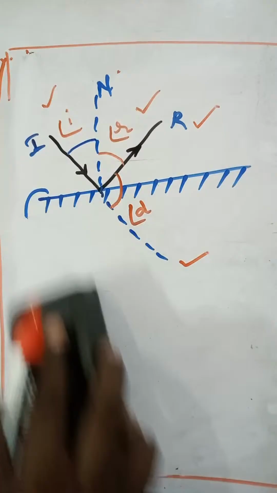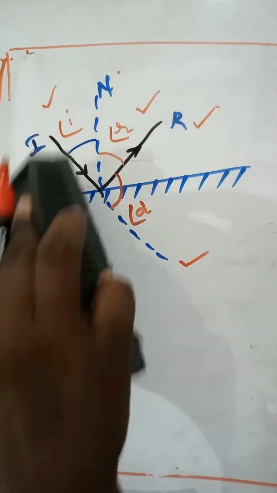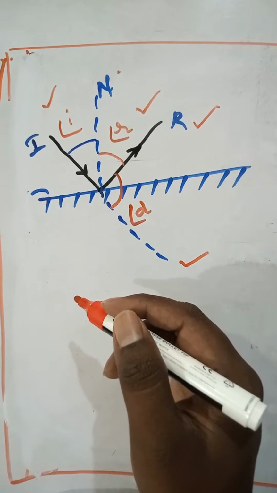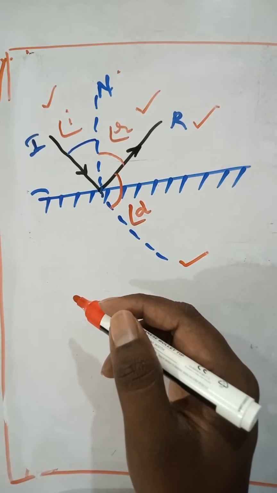Now I am taking one more. Here you can observe, right? So that is about the angle of incidence, angle of reflection and angle of deviation.